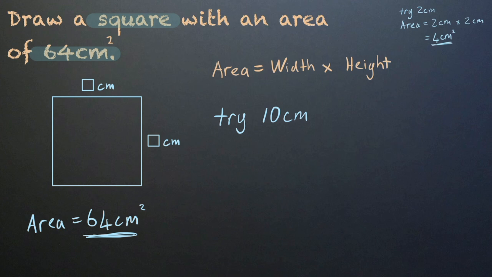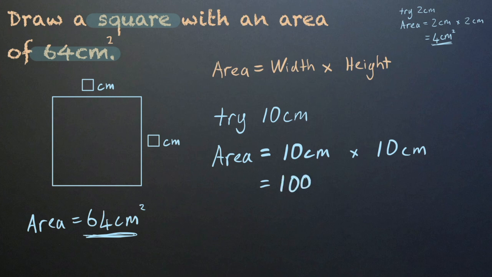Let's try 10 centimeter sides. So if they were 10 centimeter sides, the area would be equal to 10 centimeters times 10 centimeters, which is 10 times 10 is 100 centimeters squared. Now if I compare my 100 to the target that we want, notice that this is too big. So 10 centimeters by 10 centimeters is going to be too long. So we need to try a smaller one.